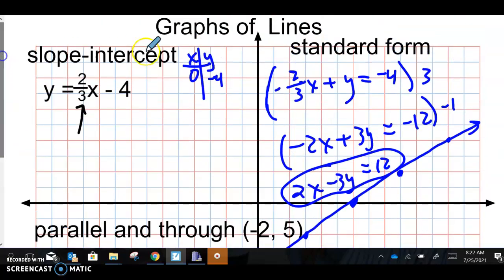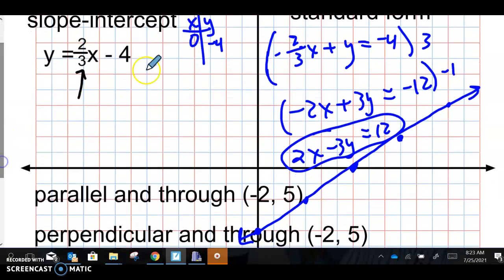Changing it to standard form, we just subtracted 2/3 x to the other side, multiplied everything by 3 to get rid of the fraction of 2/3, and then multiplied everything by -1 because we can't have a negative coefficient in front of x for standard form. The y-intercept, like we said, was -4.